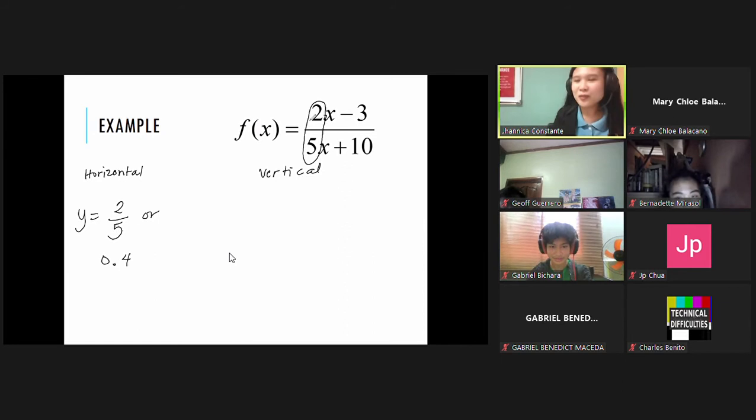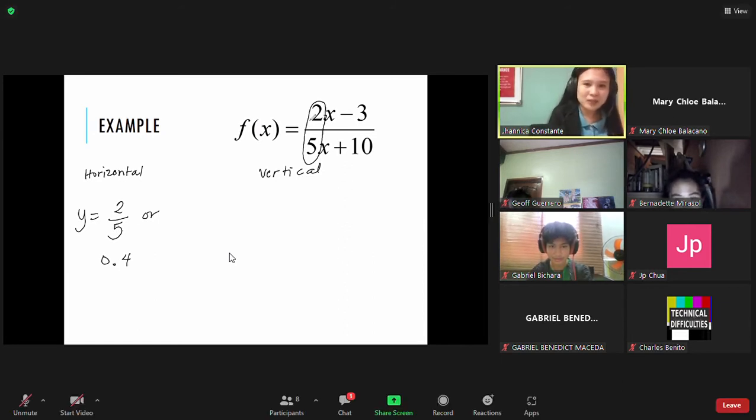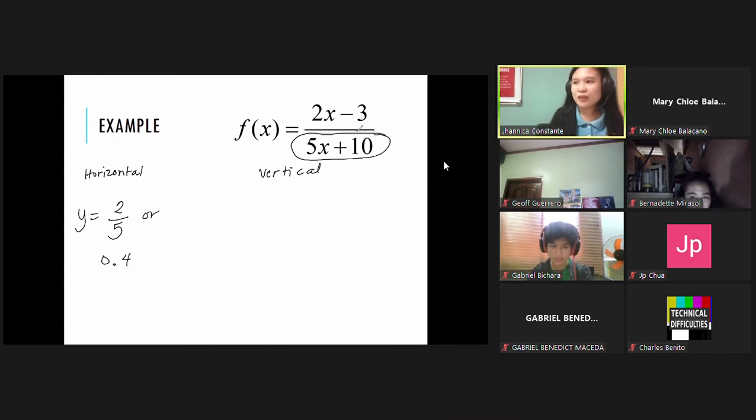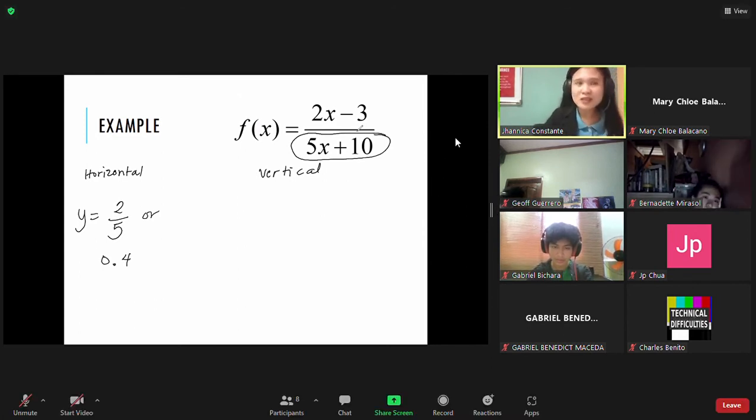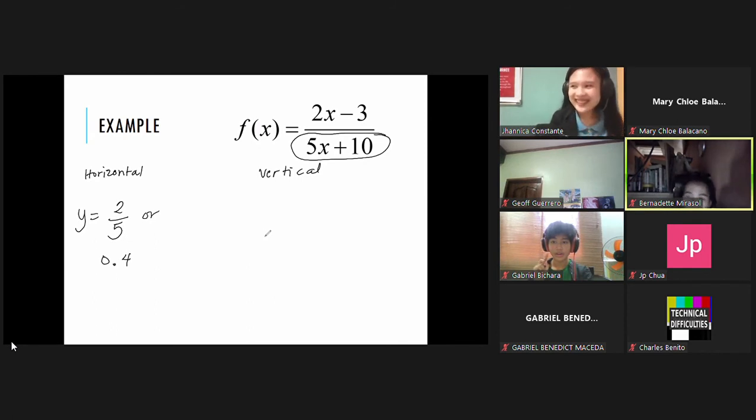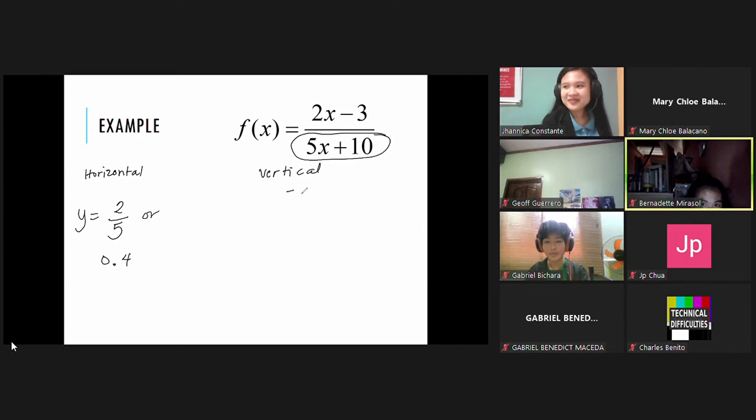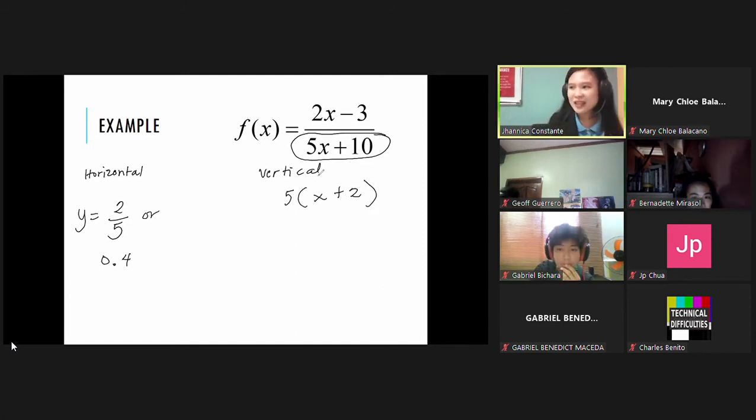So let's proceed with the vertical. Again, to find the vertical, you need to factor out your denominator. So let's factor the denominator of our rational function. What's the factor of 5x plus 10? 5 times x plus 2. Okay, so we have 5 times x plus 2. That's the factor of 5x plus 10.